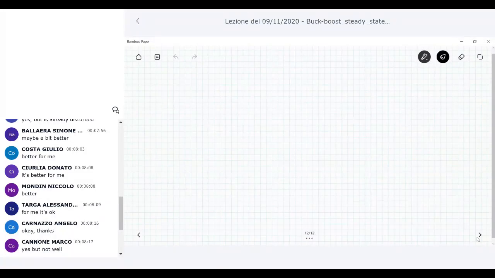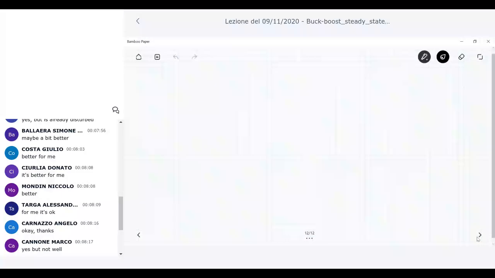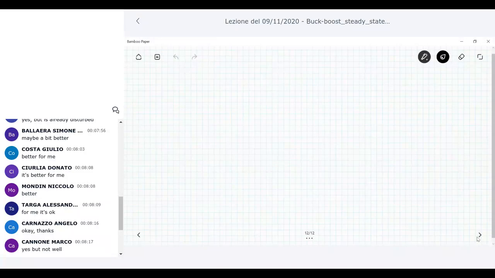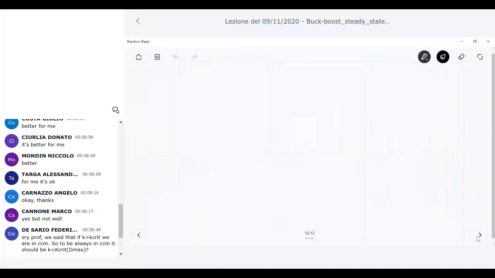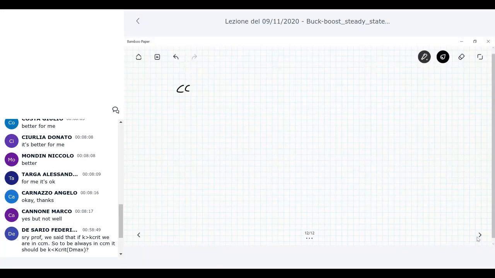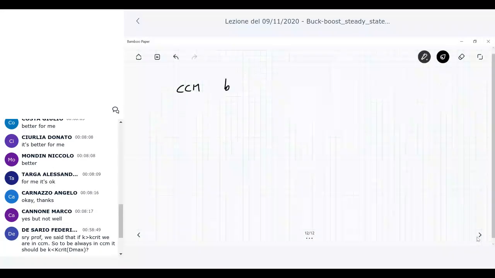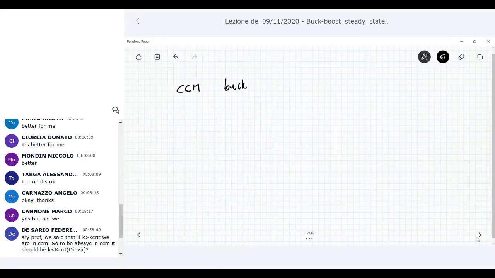We are discussing CCM buck boost, and so we can again list the parameters that are typical for this CCM operating mode. For CCM buck boost, we have... okay, I have a question.